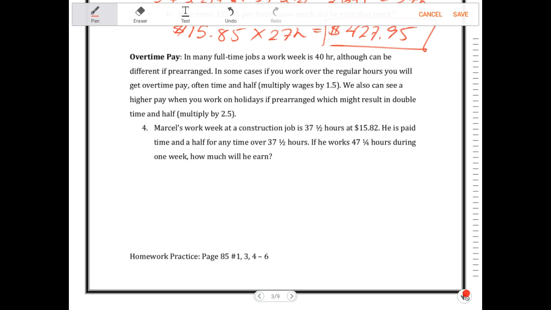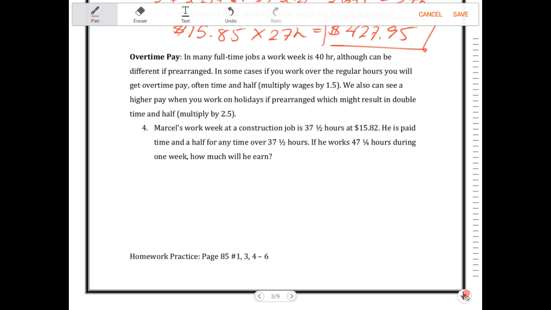Okay, so a person works at a construction job, and looks like the work week is 37.5 hours at $15.82. He is paid time and a half for any time over 37 and a half hours. If he works 47 and 1/4 hours during 1 week, how much will he earn? Well, okay, let's go with that.